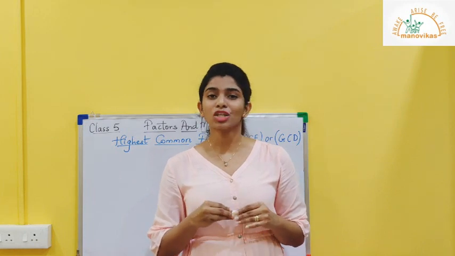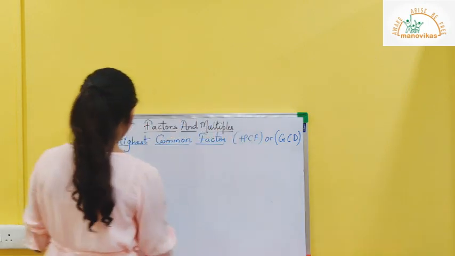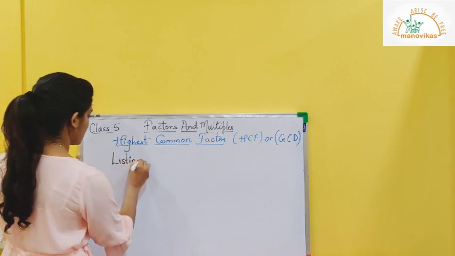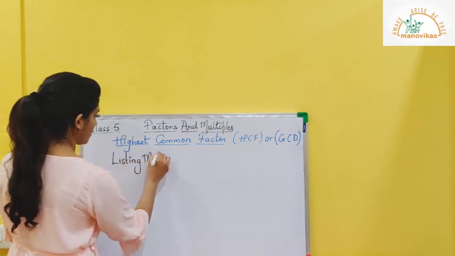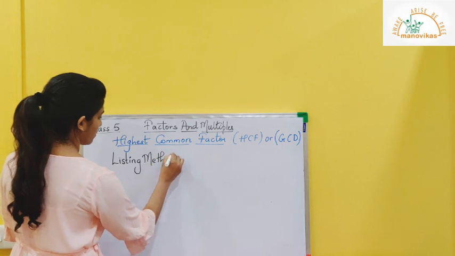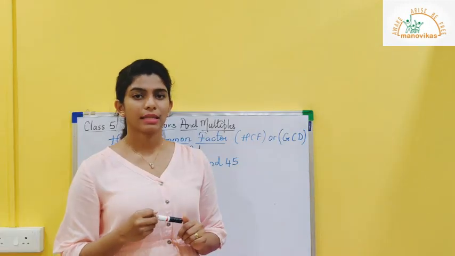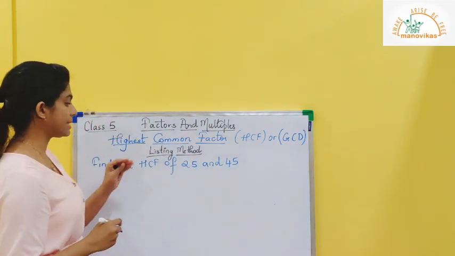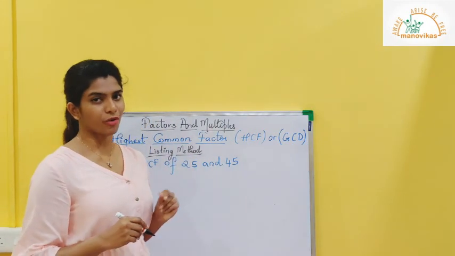Okay, in this there are two methods. First method is listing method and the second method is prime factorization method. First we'll learn what is a listing method. Let's take one example. The question is, find the HCF of 25 and 45.